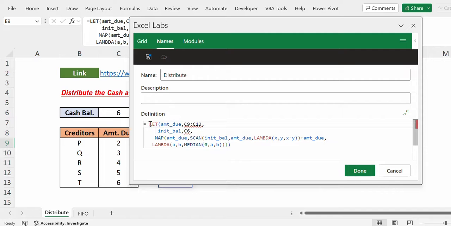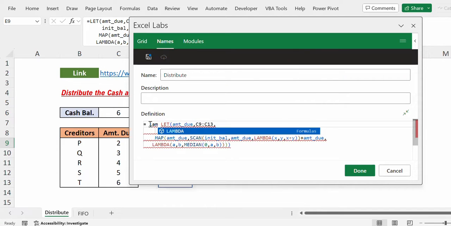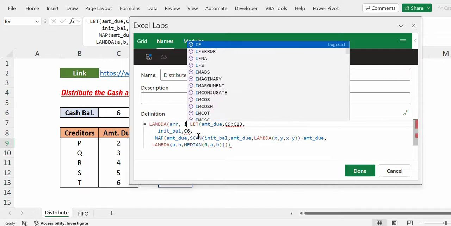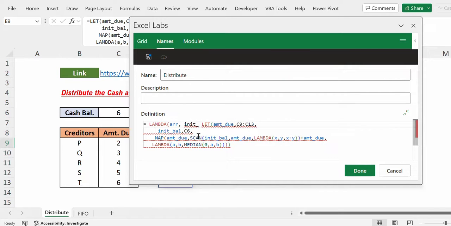Now we will start writing a lambda. So lambda, and let's say the first parameter will be array. It will be an array of a certain amount. It could be amount, it could be units, or it could be anything. Basically we are just doing the distribution, so hence we have named it distribute. And then there will be some initial balance, so initial balance, right, comma.